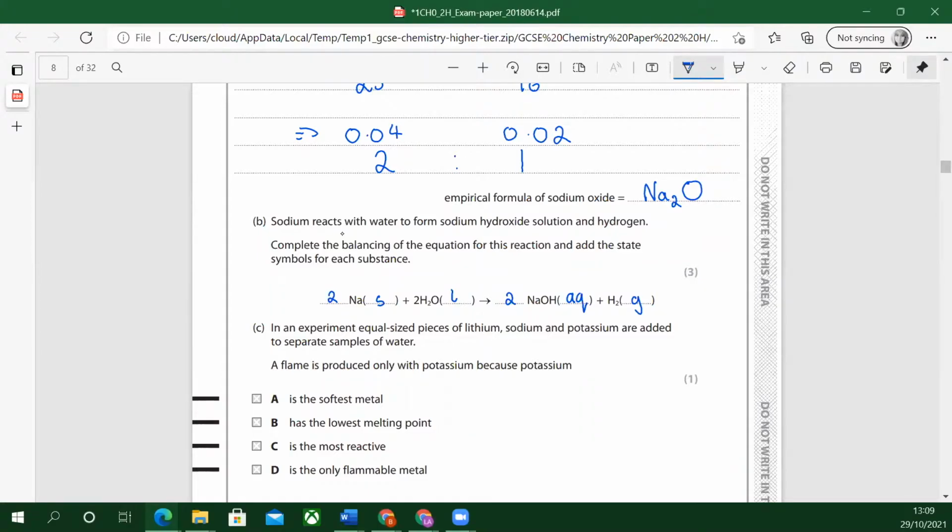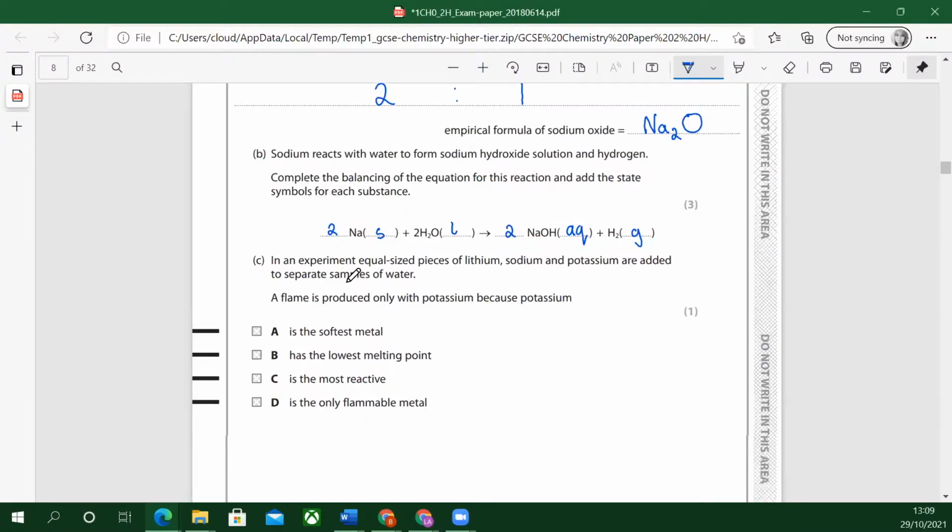Okay, we're done there. So we've got 3 marks. That's nice and easy, wasn't it? You have 1 mark for putting that in front of the Na, 1 mark for doing that, and then 1 mark for the state symbols. You need to do it in lowercase as well, because I've got a note on my mark scheme that you need to do it in lowercase.